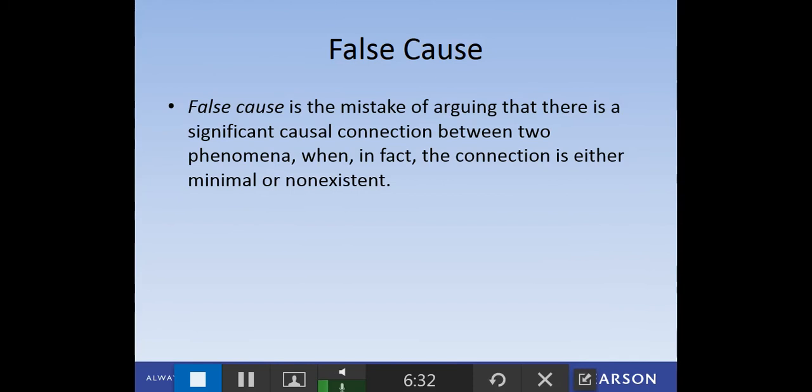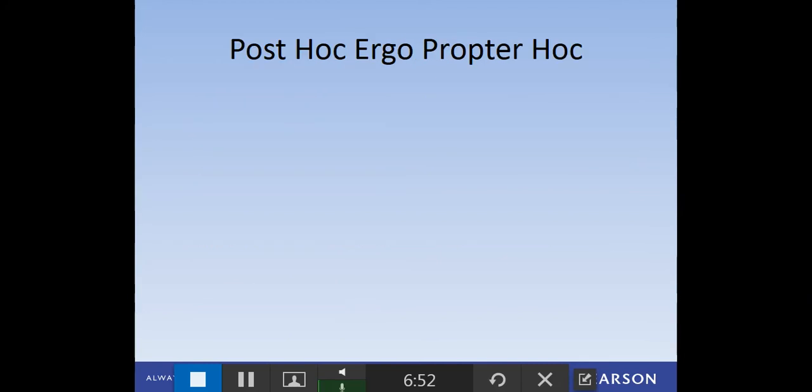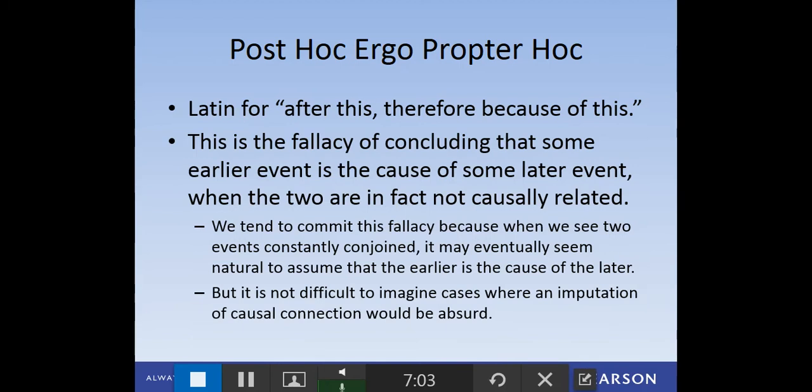False cause. False cause is the mistake of saying that there's a causal connection between two things when in fact there is none or minimal or it's non-existent. There are really three ways the fallacy of false cause occurs. There's post hoc ergo propter hoc, non causa pro causa, and oversimplified cause. So we get our Latin lesson for the day here. But basically, post hoc ergo propter hoc means after this, therefore because of this. So after this happened, therefore it happened because of this, is what we're saying.